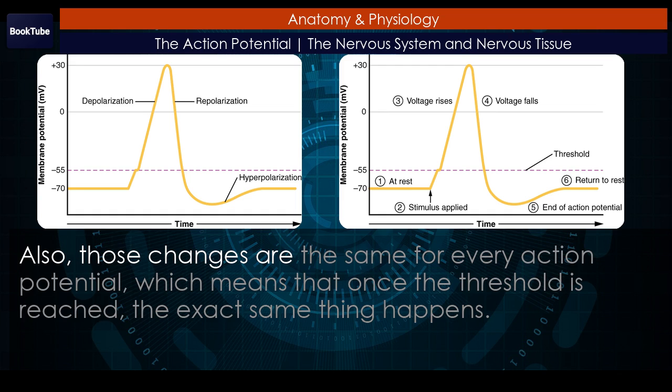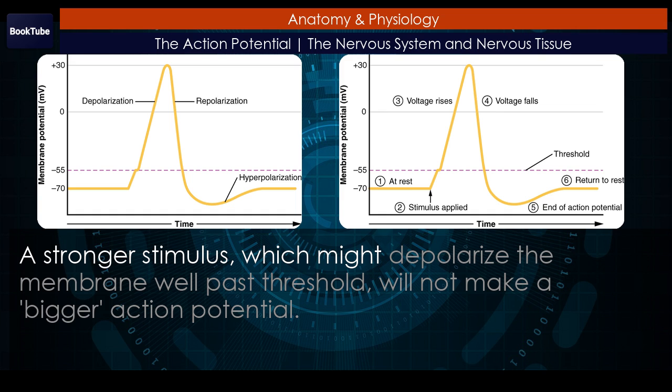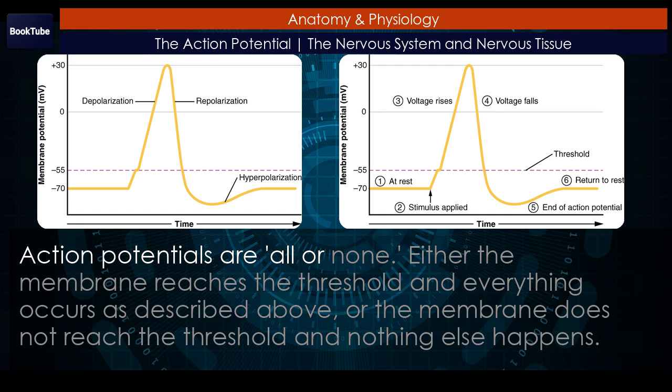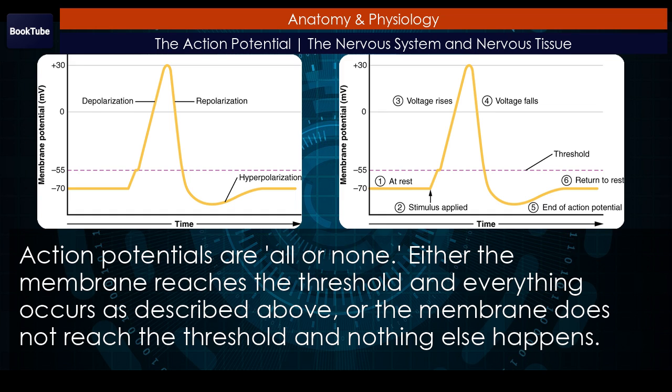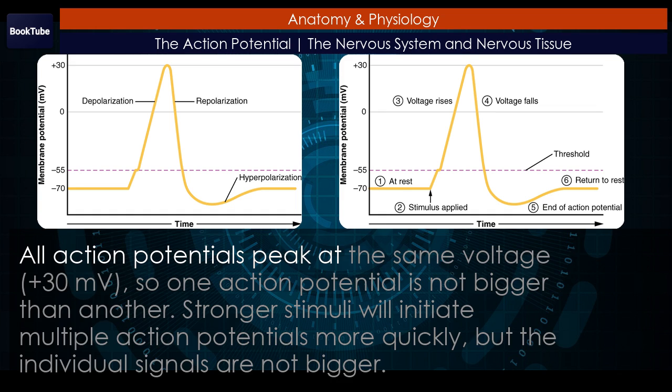Also, those changes are the same for every action potential, which means that once the threshold is reached, the exact same thing happens. A stronger stimulus, which might depolarize the membrane well past threshold, will not make a bigger action potential. Action potentials are all or none. Either the membrane reaches the threshold and everything occurs as described above, or the membrane does not reach the threshold and nothing else happens. All action potentials peak at the same voltage, +30 mV. So one action potential is not bigger than another.